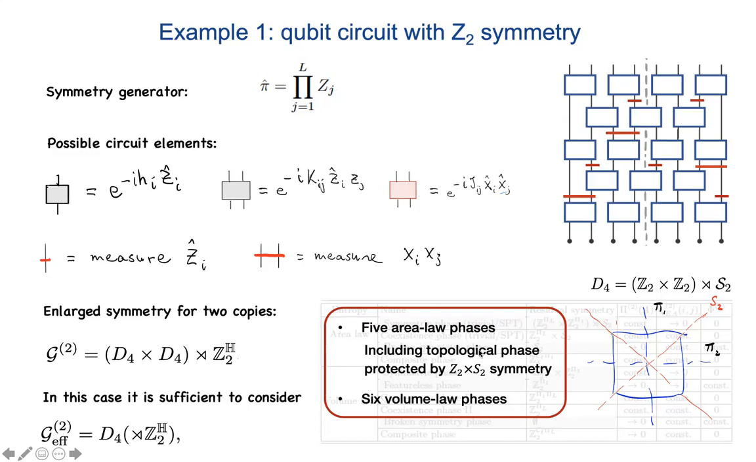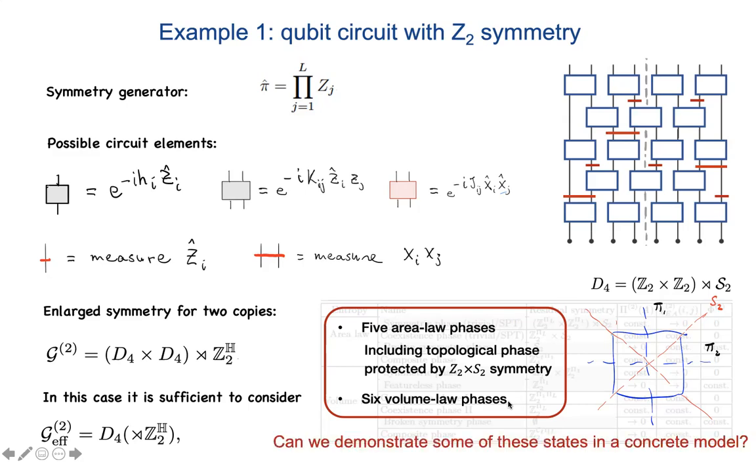These include two interesting topological area law phases that are protected by Z2 cross S2 symmetry. Z2 symmetry alone would not allow in one dimension a symmetry protected topological phase, but here we have this dynamical symmetry, if you want, S2 permutation symmetry, and it binds together with the Z2 symmetry to give you the possibility of these strange topological phases. And they can, in principle, even be detected. We don't have an example for a concrete model yet, though. And there are also 6 different volume law phases.